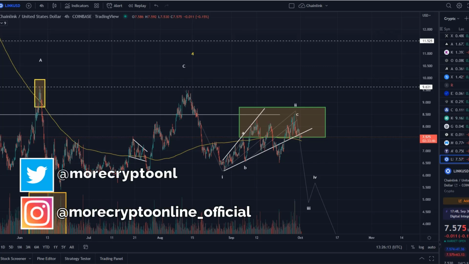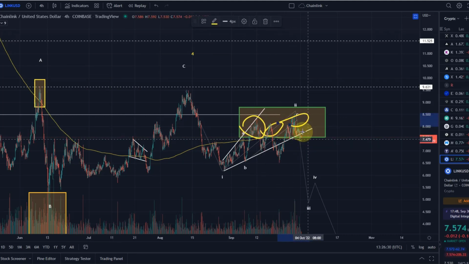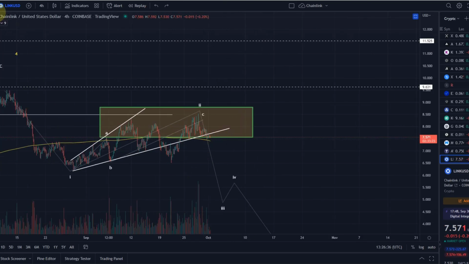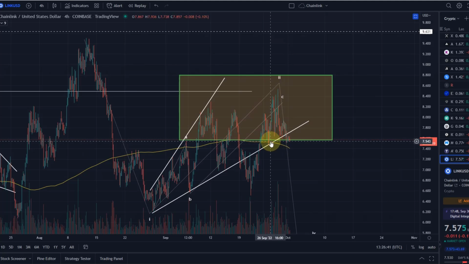Chainlink or Link has run into resistance here, into the box that has been in place for many weeks now actually, and the price has now been rejected out of this box various times. Here, first time, second time, third time, and we've left the box again. We are currently still holding above the 50-day moving average, which you can see here. It's probably providing a little bit of support here at least.